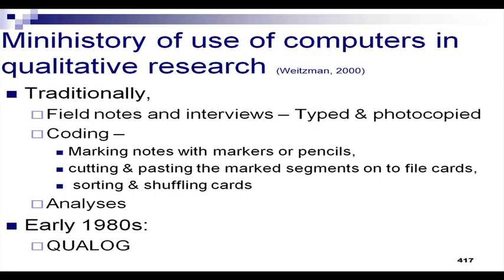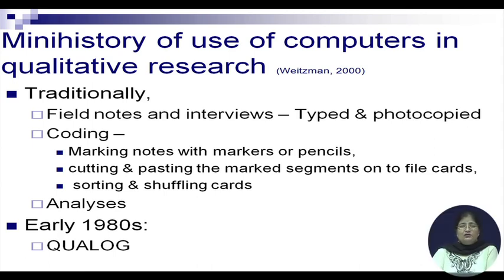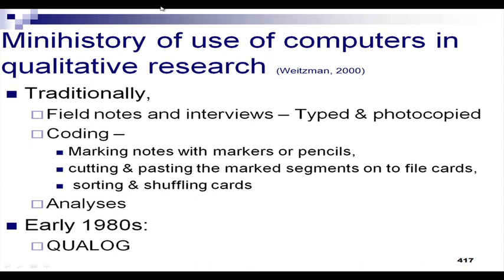Now Weitzman calls this the mini history of the use of computers in qualitative research, and he says that traditionally the computers were used for various activities in qualitative research. Field notes and interviews were typed and photocopied, so computers were used as typewriters. Of course, a photocopy machine is not a computer. I mean, you can't do any computing, but it is definitely the use of technology in qualitative research.